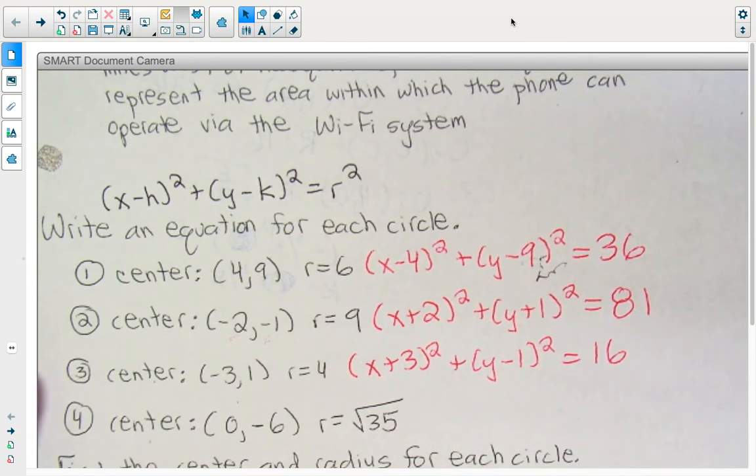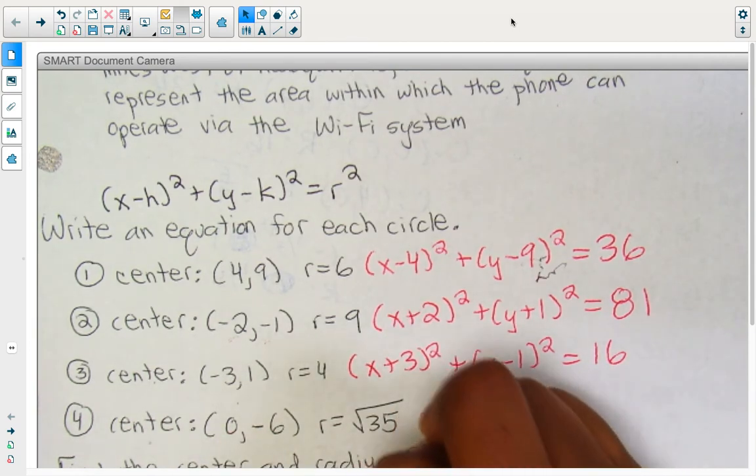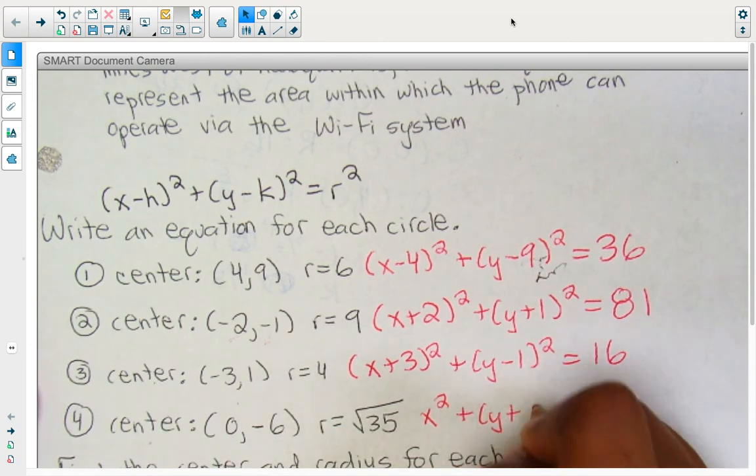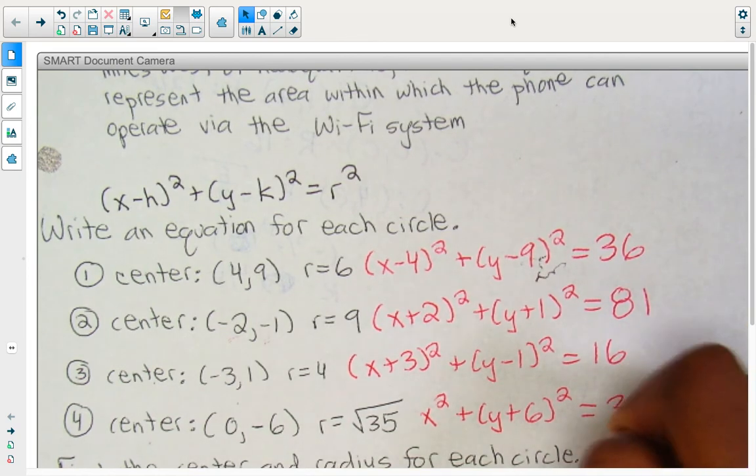And the last one, hopefully you're picking up on the pattern here. You don't have to put x minus 0 here. That's not necessary. You could put x minus 0, but you probably wouldn't see it. So I'm just going to say x squared. Okay, keep right on going. Plus y plus 6 squared equals. Now we are doing the square root of 35 squared. That's the square root of 35 times the square root of 35, which is just 35.